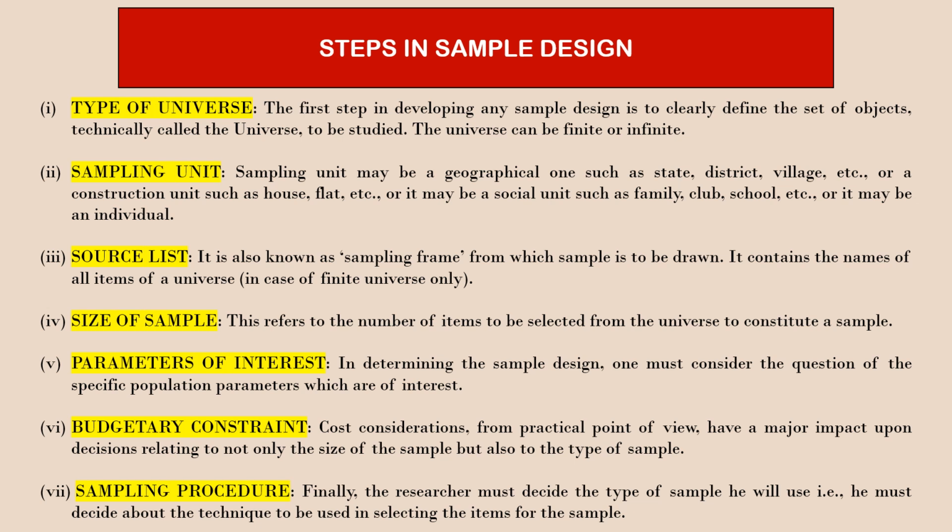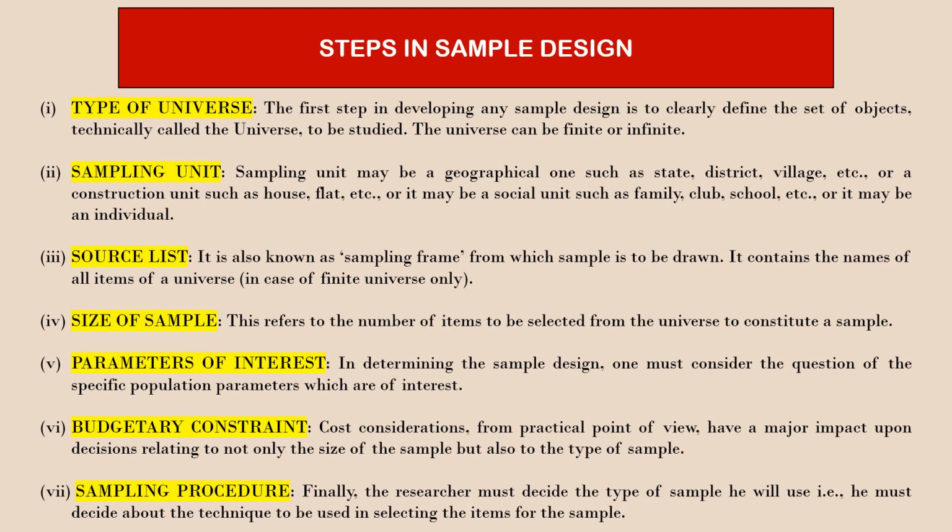Next is parameters of interest. This means that while determining the sample design, we must consider the question of specific population parameters that we are interested in. If we are going to focus on tribal communities, then we have to go to villages to get our interested population. So based on that, we have to design the experiment.